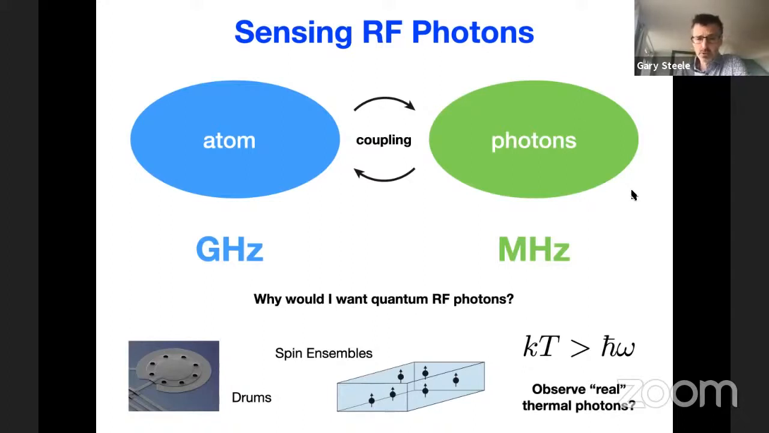And you might ask, why would you want to do that? We have a couple of reasons why this is interesting. First, our mechanical objects often live down in this megahertz regime. Second of all, there are spin ensembles that have extremely high coherence times down in this megahertz regime. And finally, from a more fundamental perspective, down in this megahertz regime, there are real thermal photons in our circuit. And so you can start to look at trying to do quantum thermodynamics.